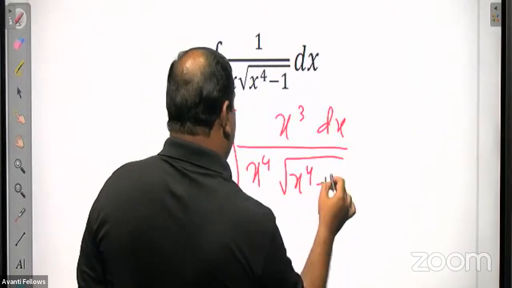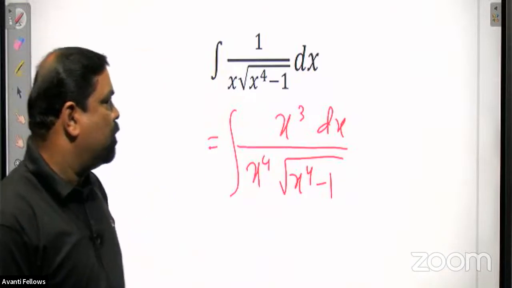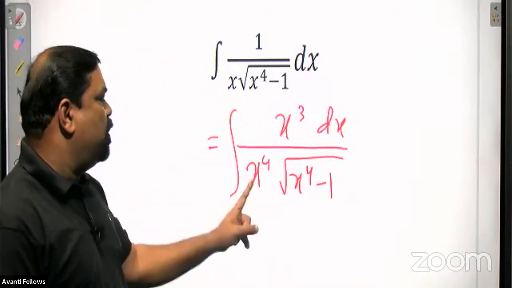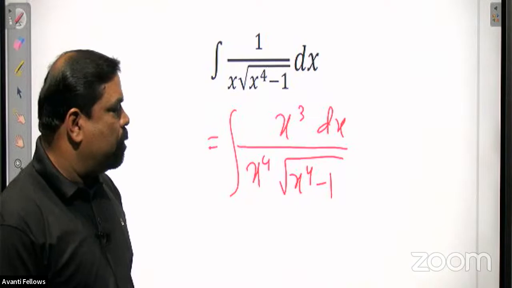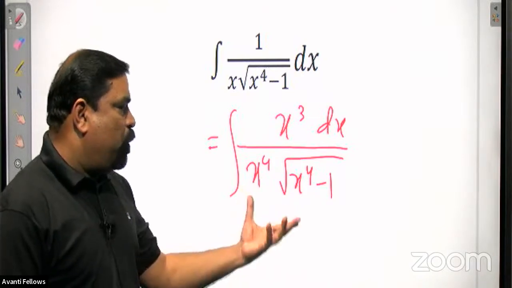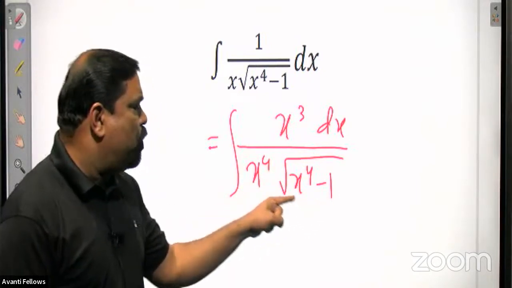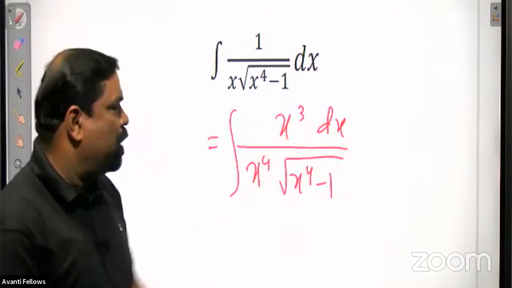Then the given expression reduces in this way. X into x cube is x raised to 4. Now it is clear. You can put the whole thing inside the root, x power 4 minus 1, as t.